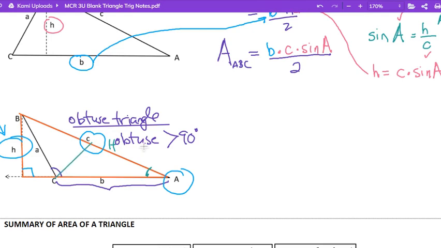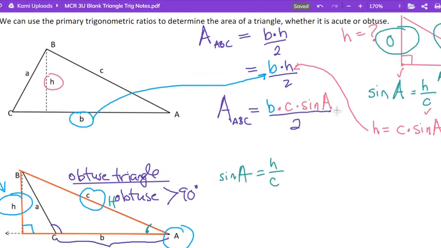You're like, well, the height is inside the triangle. Yeah, but I want to show you that if it's an obtuse triangle, this is actually still going to work out just the same. So what is the height going to be? Well, it would be sine A equals opposite over hypotenuse. Oh, wait a second. That's the exact same thing we did. So the question is, does this formula work for obtuse triangles? Yeah, it works the exact same way.